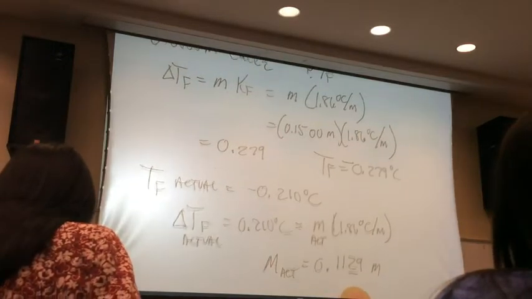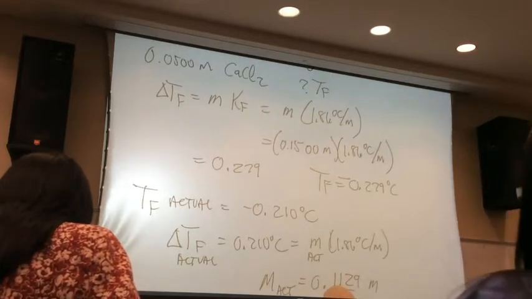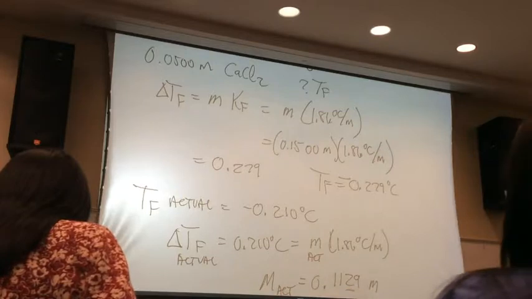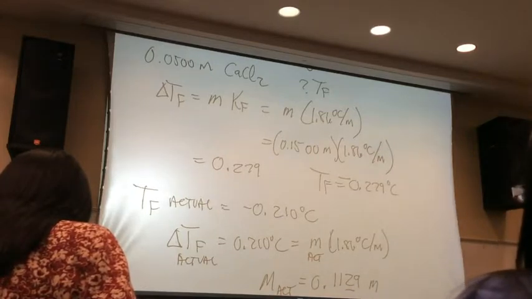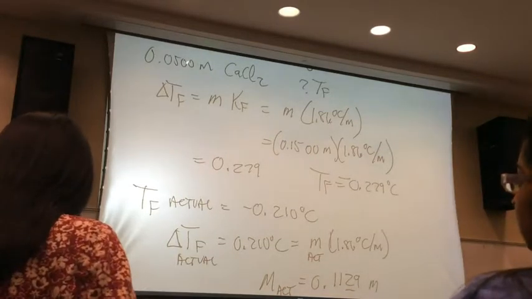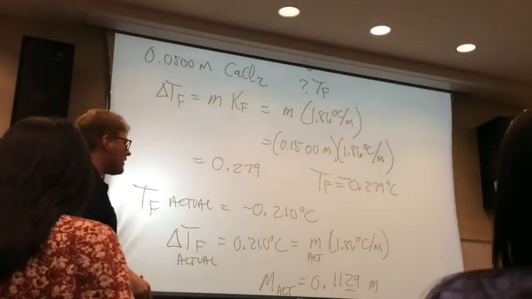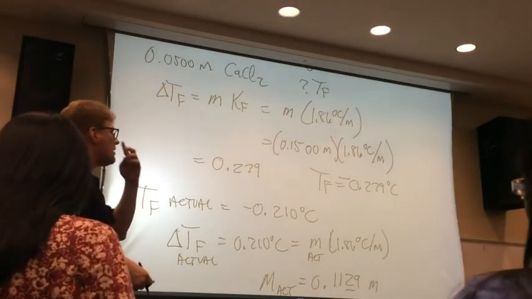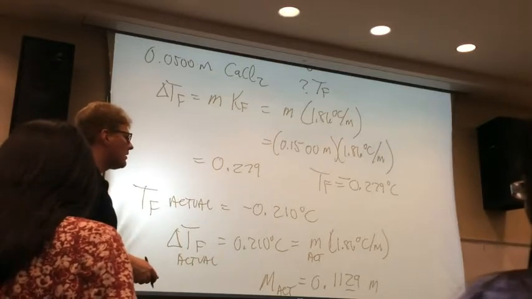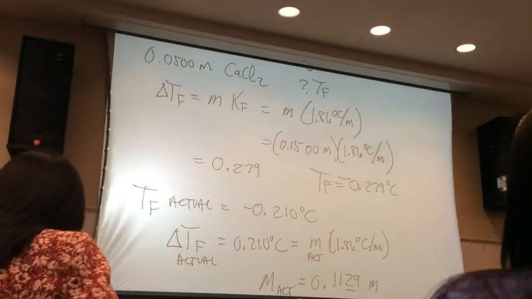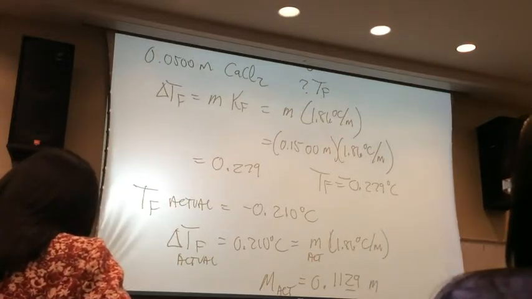Are you okay with that? Everybody okay with this so far? The actual freezing point tells you the actual molality in solution. So you made up a 0.05 molal solution, but what you got out of it was a 0.113 molal solution. So based on this compared to that, you can calculate what the actual Van Hoff factor is.